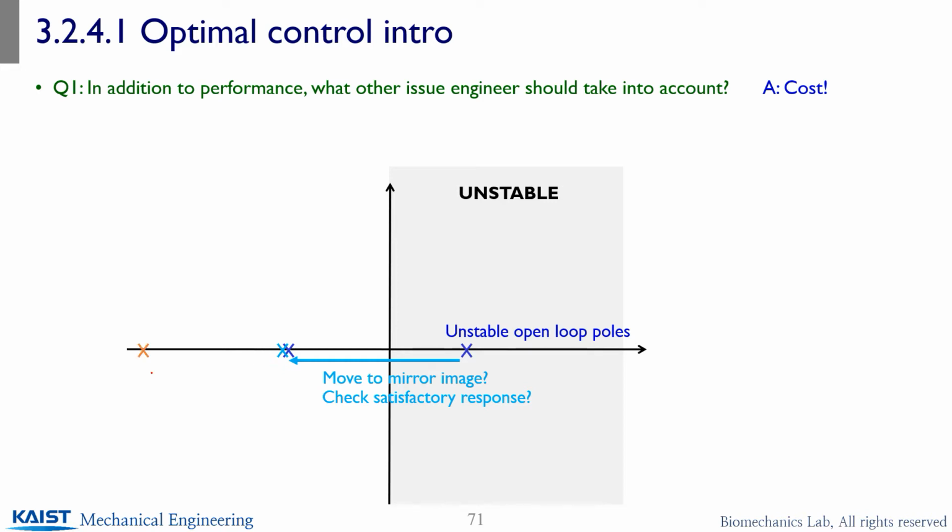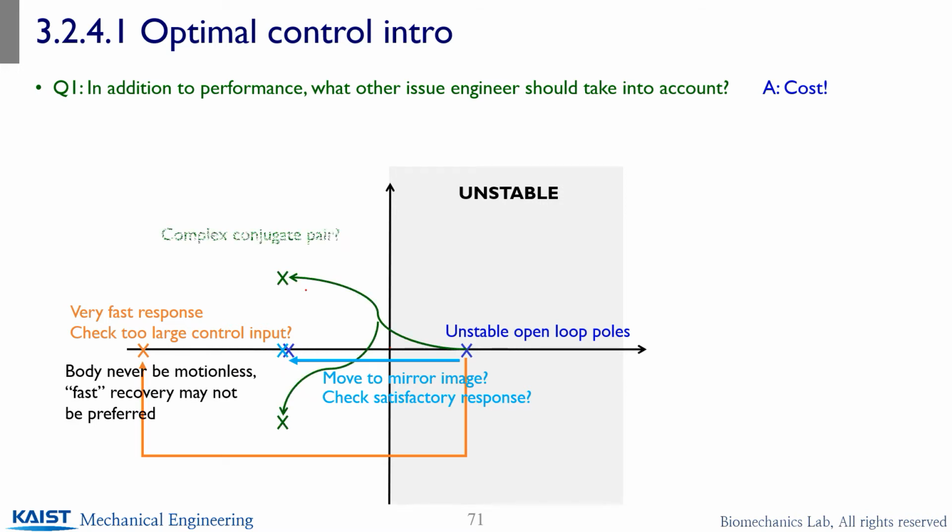Maybe you prefer a faster response. Okay, the further you are from the origin, the faster the response, but that requires larger control input. So if you examine the control input magnitude, it will be greater. So you should make a judgment on which one to choose.